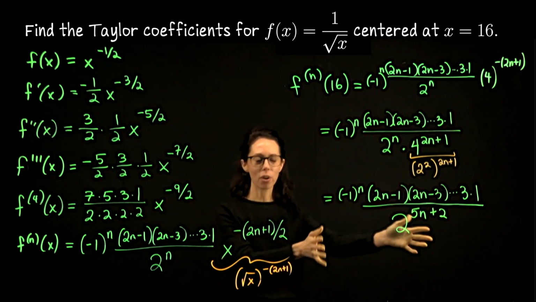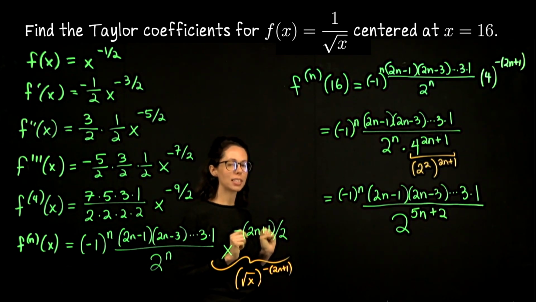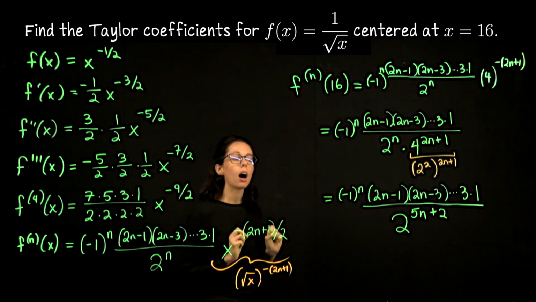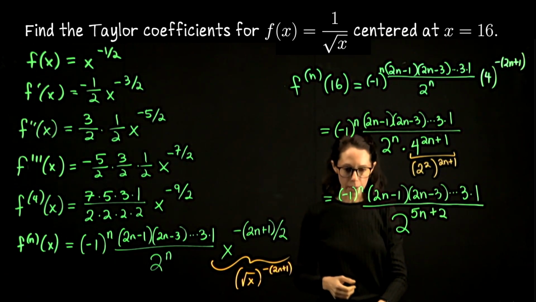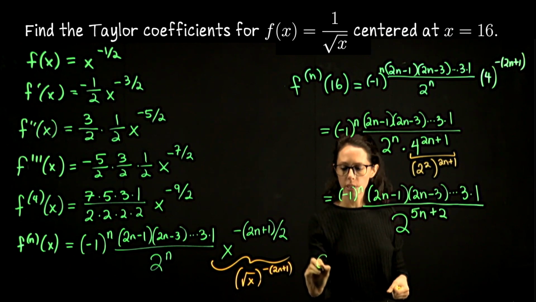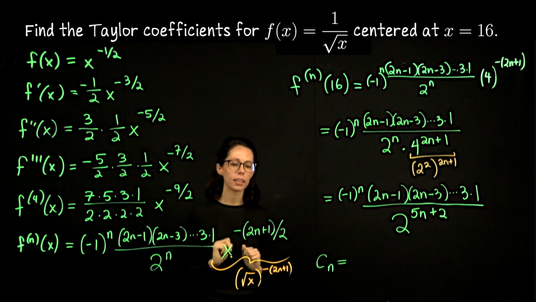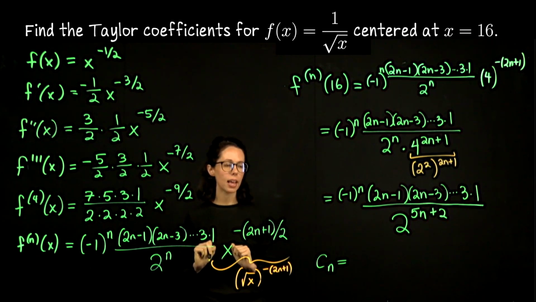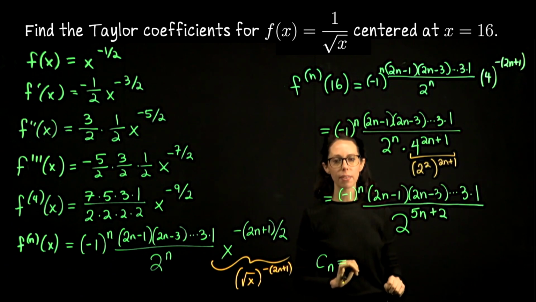This is where you've done all this work, and it's tempting to just stop here and say, okay, I'm done, I found the coefficients. But this is the nth derivative of f evaluated at 16. It's not the coefficient. All that remains to do is divide by n factorial. So we are basically there. Now we just say that the coefficient c sub n, which we will see in a series expression on the next slide, is this divided by n factorial.